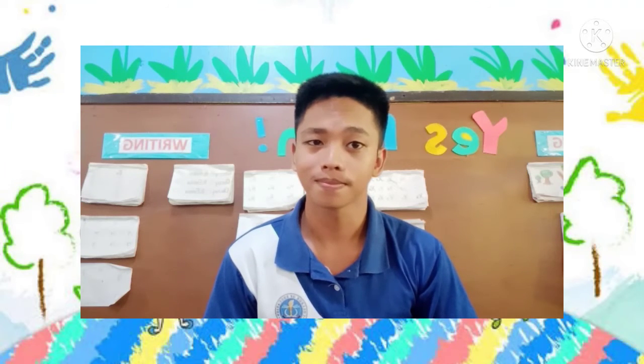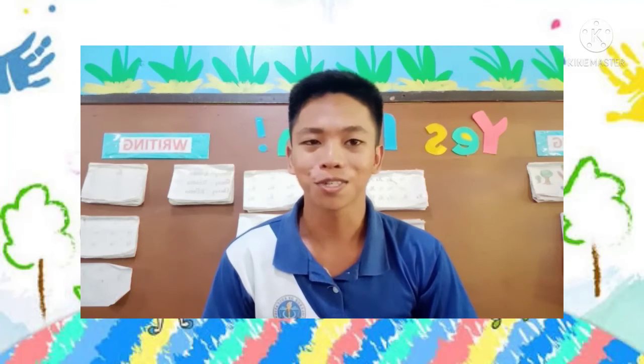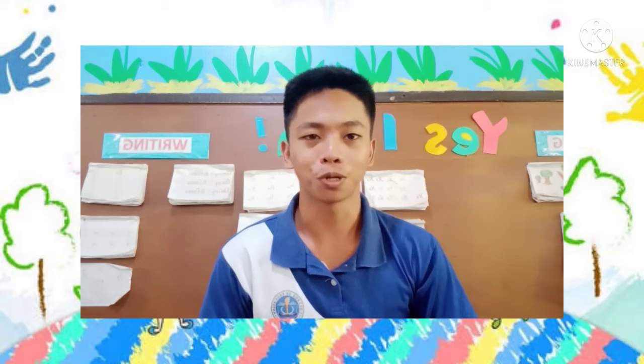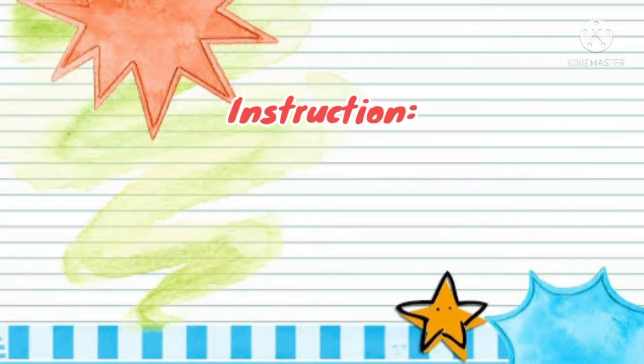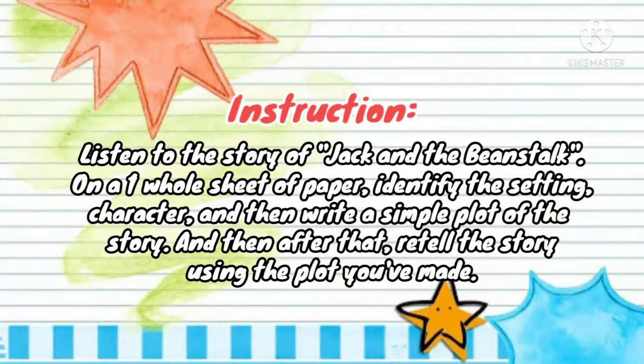Have you enjoyed our simple activity? That's great! Now try to do this yourself. Here's the instruction. Listen to the story, Jack and the Beanstalk. On a one whole sheet of paper, identify the setting, character, and write a simple plot of the story. And then after that, retell the story using the plot you've made.